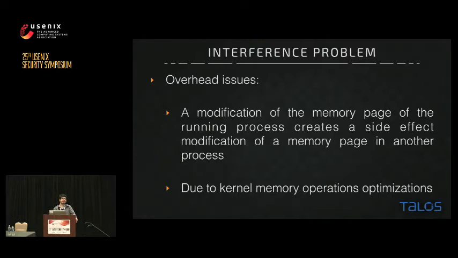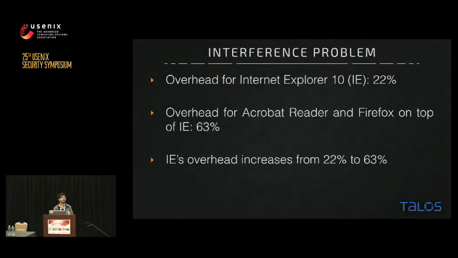What we noticed is that even if we are monitoring a single process, what we expect is to only see memory violations on the paging structures of that particular process. But actually, we noticed that the kernel at the same time is also modifying the paging structures of other processes. So the first thing to do is to try to measure this problem, which we call the interference problem.